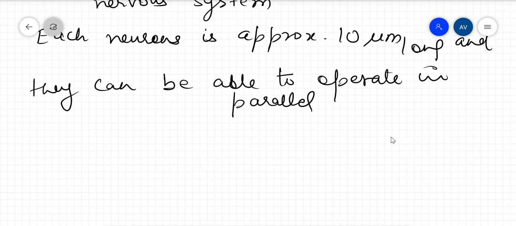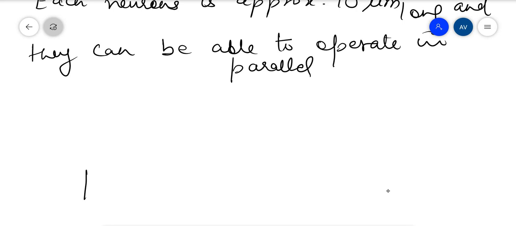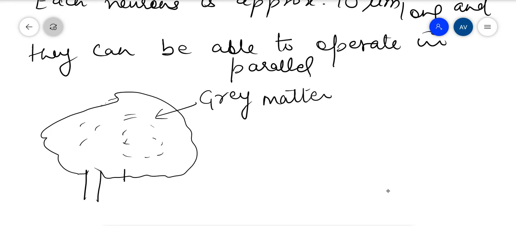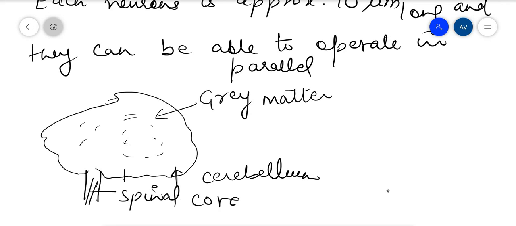So now I am having, let's suppose this is my human brain. As my drawing is not very good, I'm just drawing it like this. Let's suppose this is a human brain. This is the gray matter over here. Here I am having the cerebellum, and this is the spinal cord, and this human brain consists of a large network of neurons.